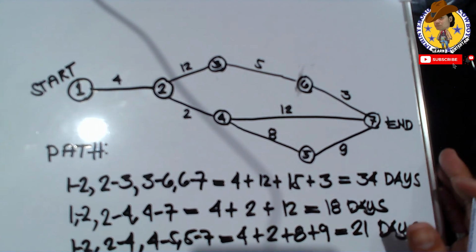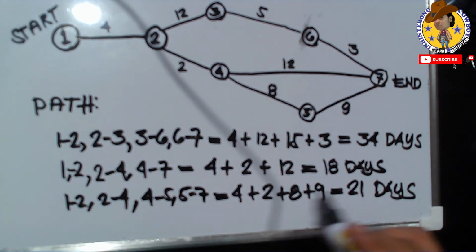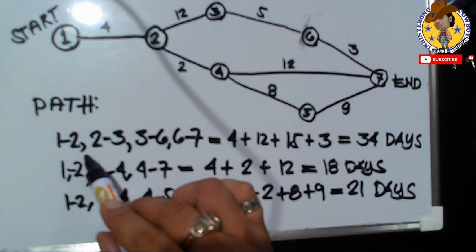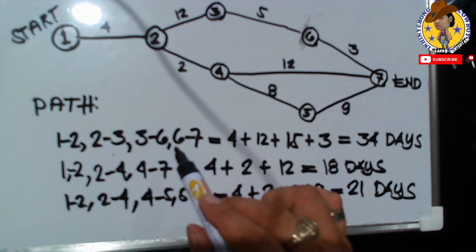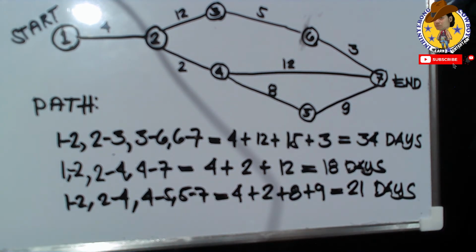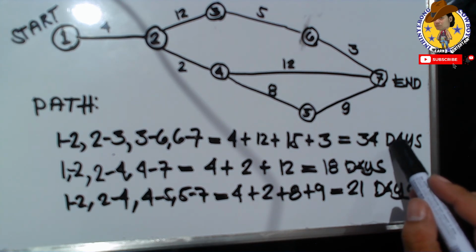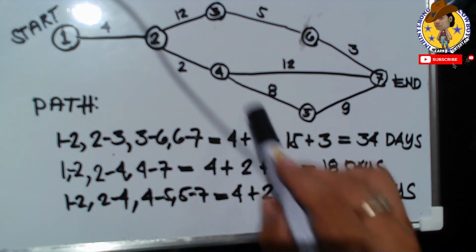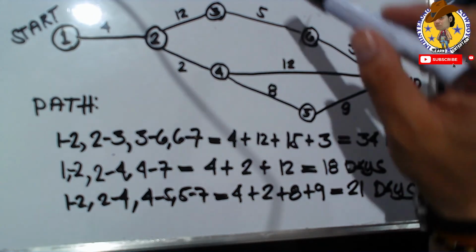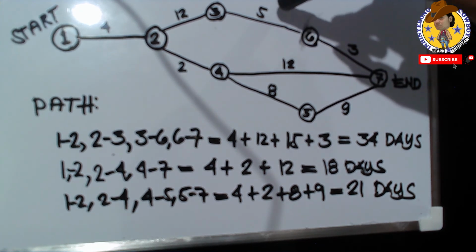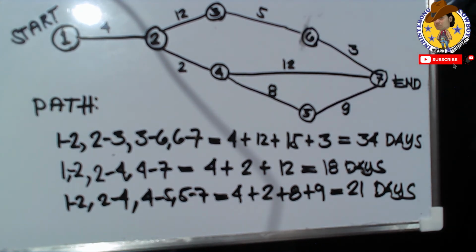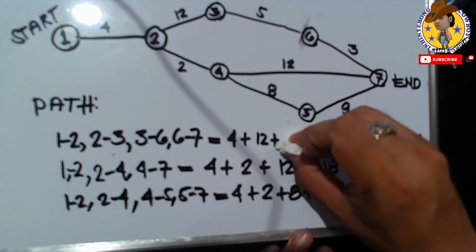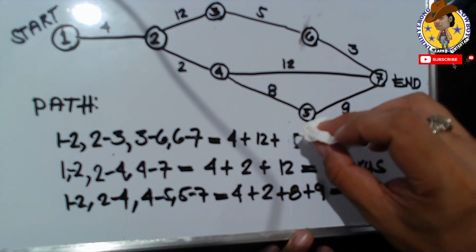So these are the paths for this diagram. We have path 1 to 2, 2 to 3, 3 to 6, and 6 to 7, and the total number of days for this one is 34 days. We just add the number of days for each activity. We have 4, 4, 12, 5. Sorry, this is not 15. So this is 5, 3 to 6.